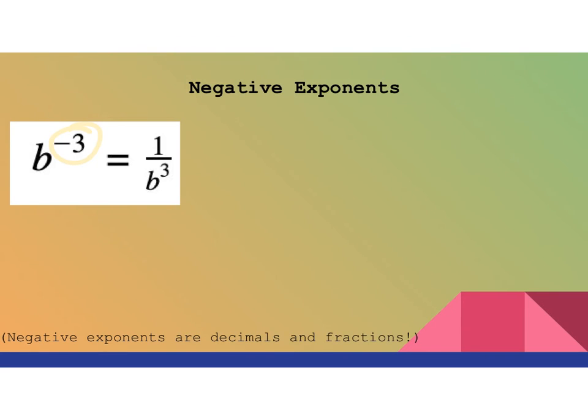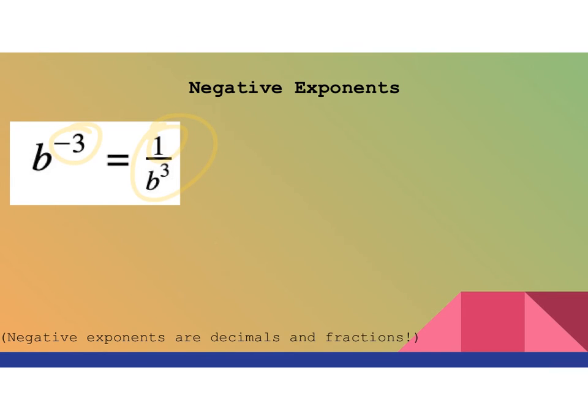And another way to do this is 1 over b to the third. Everything stays the same except, well, it's clearly in a fraction here. Okay? So let's make an example here.